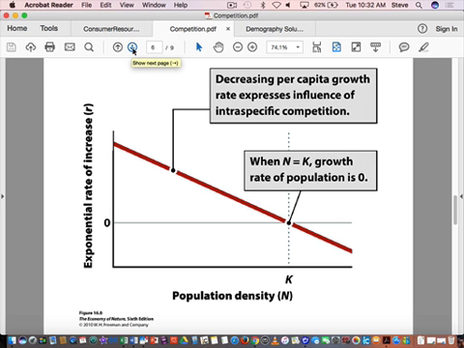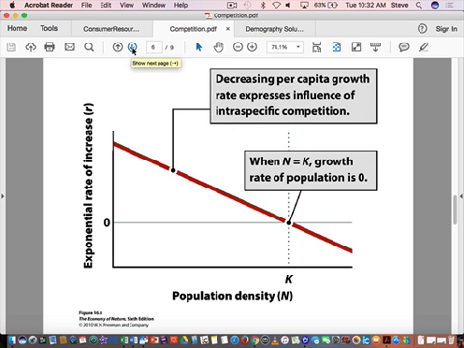So when you think about where just one species is growing and it reaches an equilibrium at the carrying capacity, what that means is there's intraspecific competition going on for a shared resource, right? And so the population stabilizes at some value because there's a resource that's limiting. If you look at the exponential rate of increase as a function of population density, it goes down as you approach the carrying capacity. Decreasing per capita growth rate expresses the influence of what we call intraspecific competition, right?